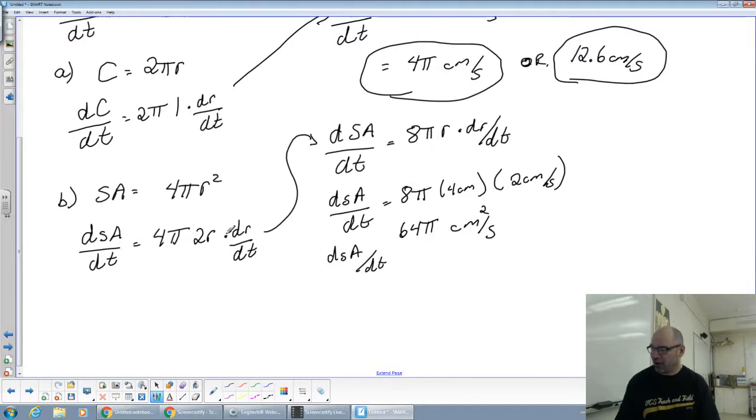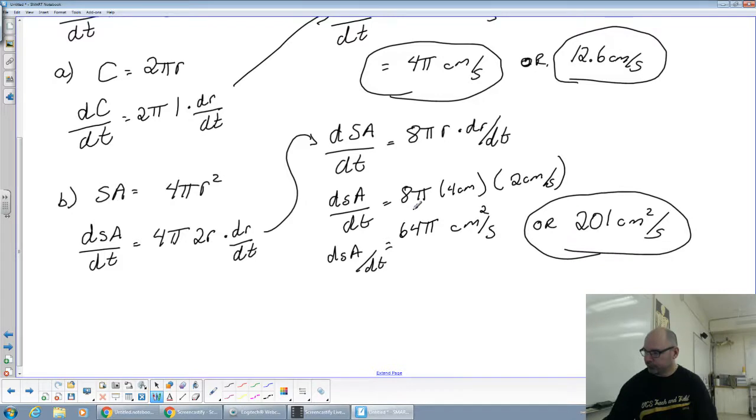Okay, so that is how fast the surface area is changing. And if we want that as a decimal to the nearest tenth, you just go 64 pi on the calculator, which is 201 centimeters squared per second. And that is as simple as it gets. Okay, let's do the volume one next.